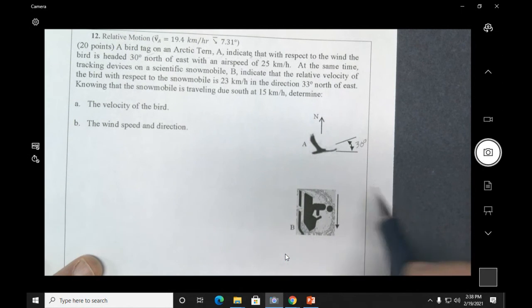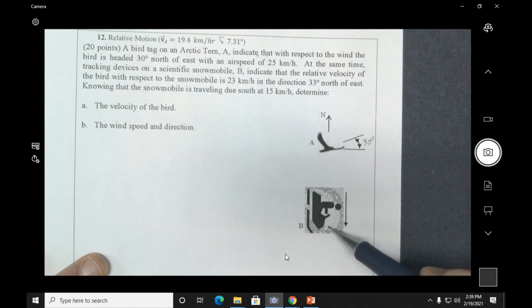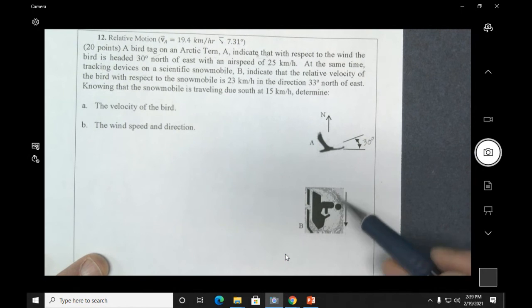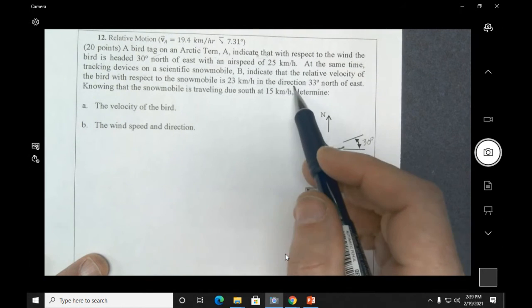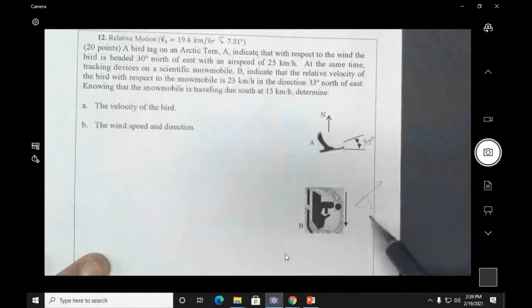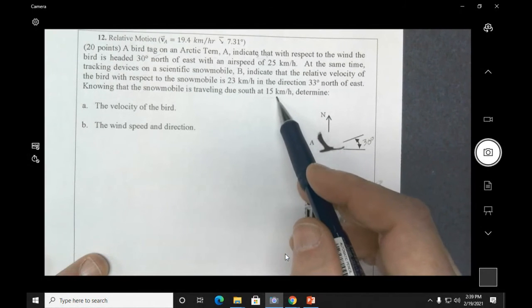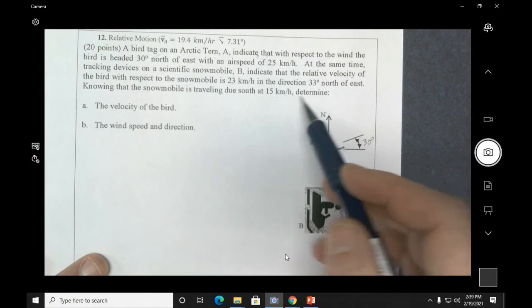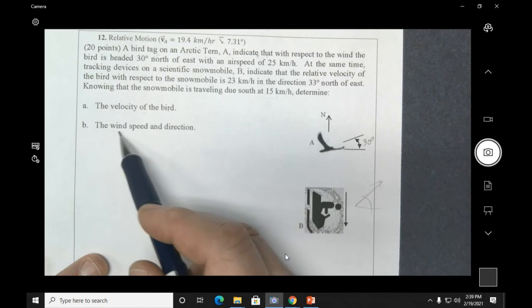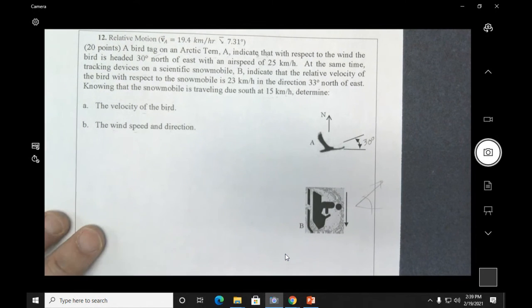At the same time, tracking devices on a scientific snowmobile, never seen one, indicate that the relative velocity of the bird with respect to the snowmobile is 23 kilometers per hour in the direction of 33 degrees north of east. Knowing that the snowmobile is traveling due south at 15 kilometers per hour, determine the velocity of the bird, the wind speed, and direction. So these can be really confusing unless you try to do them systematically.